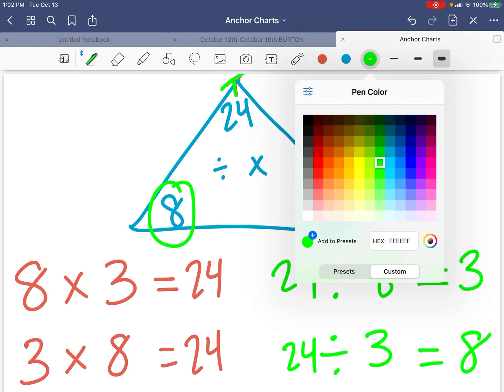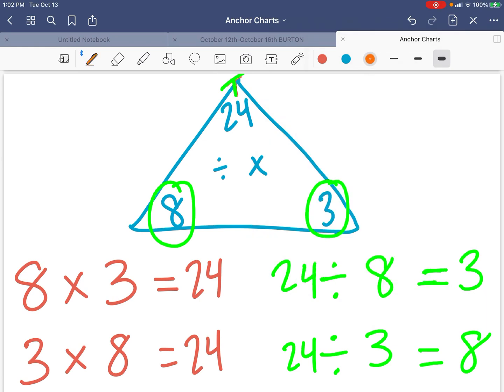I need you to always remember where the total is. Where do you put the total? In multiplication, the total always comes last. You're always finding the total. Sorry guys, I got mixed up. In division, the total always comes first.